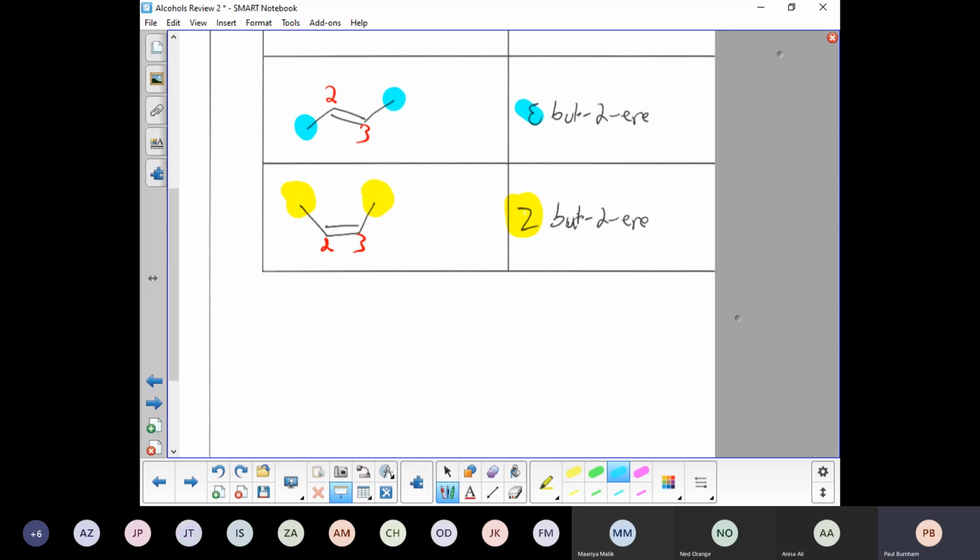And I would not get the marks if I didn't specify the E or the Z. That was required in this question because I'm asked to name these compounds and the Z and the E is part of the name.